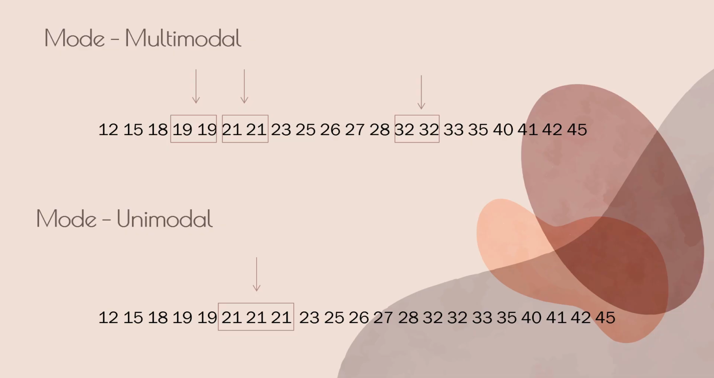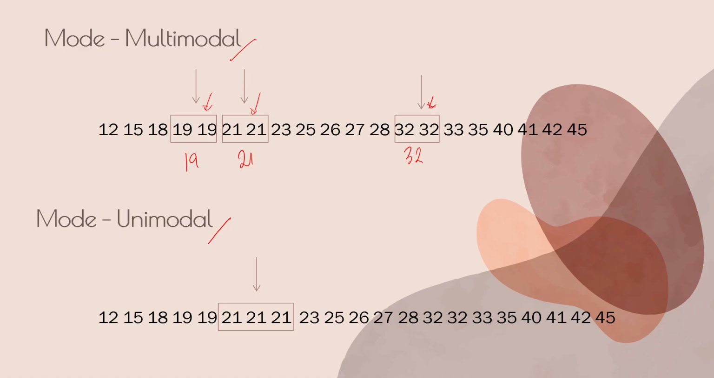Next, we have mode. For mode, it can either be multimodal or it can be unimodal. Simply means that when you say a multimodal dataset, it has repeated observations, or the highest number of repeated observations are frequent, meaning that in this case you have 19, 21, 32, and these are all considered modes.